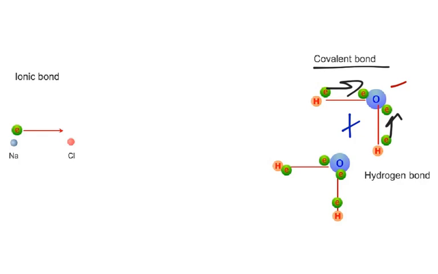So what you did is you created two different charged poles. One end's negative, one's positive. We would call this a polar covalent bond. If it didn't happen, it would just be a non-polar or regular covalent bond. But in this case, it would be a polar covalent bond.